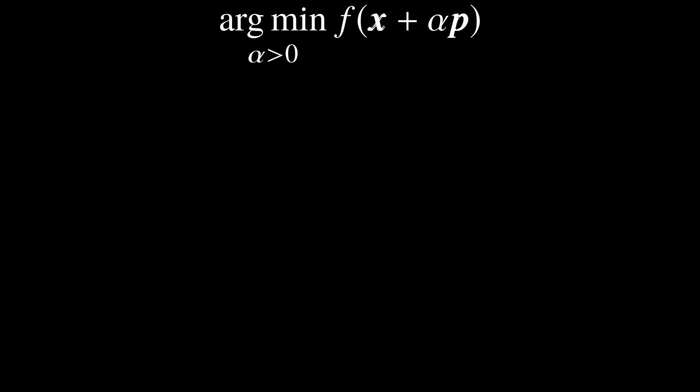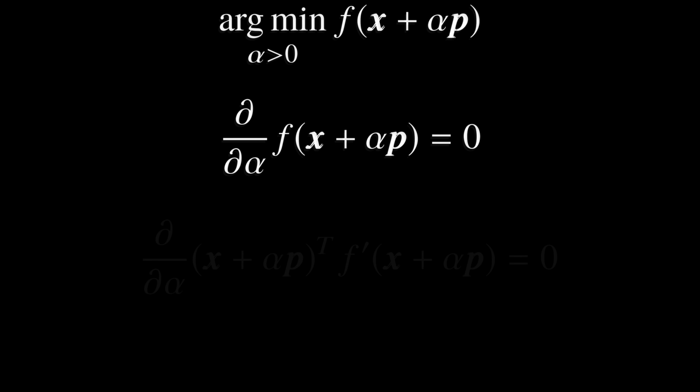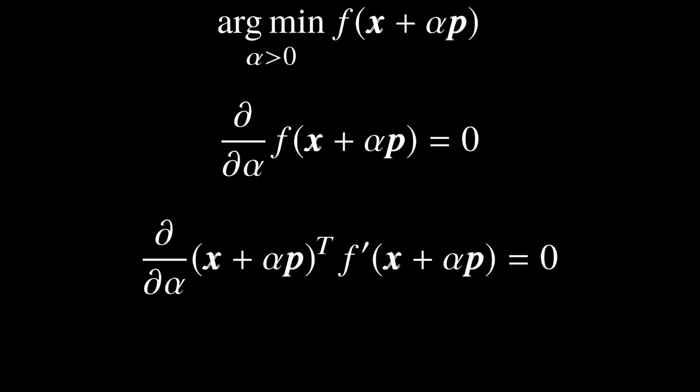To solve this exactly, we derive the first order conditions by setting the derivative with respect to alpha to 0. Rearranging a bit, we finally get the equation p transpose times f prime, or the gradient of f, at x plus alpha p is equal to 0, which is the exact line search condition.